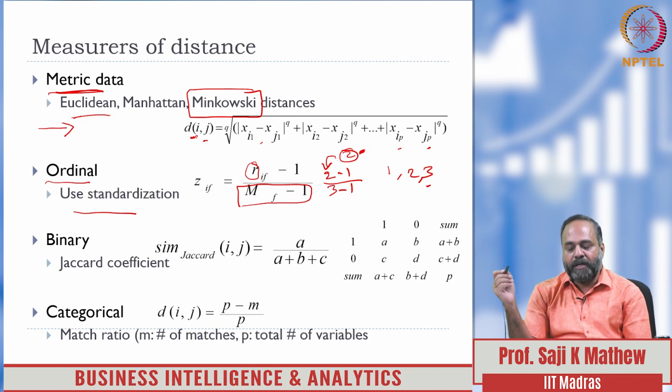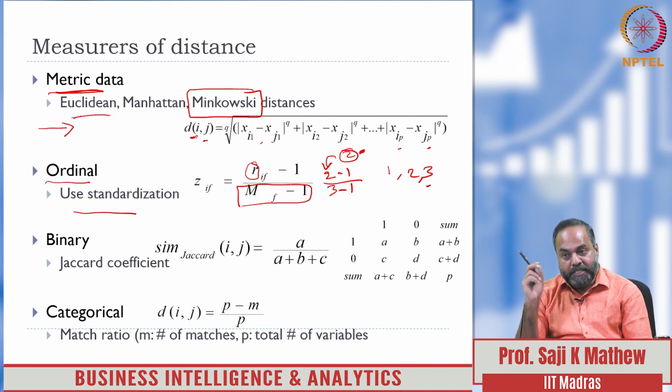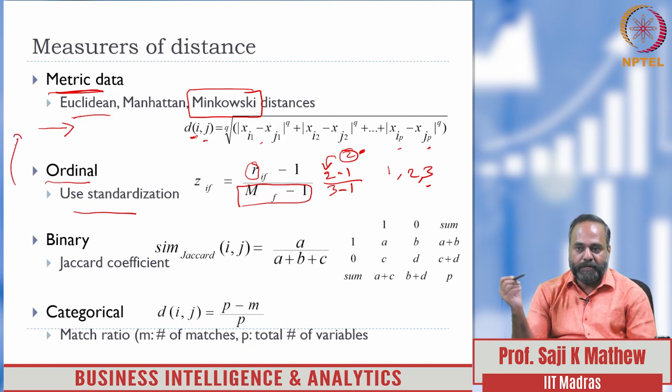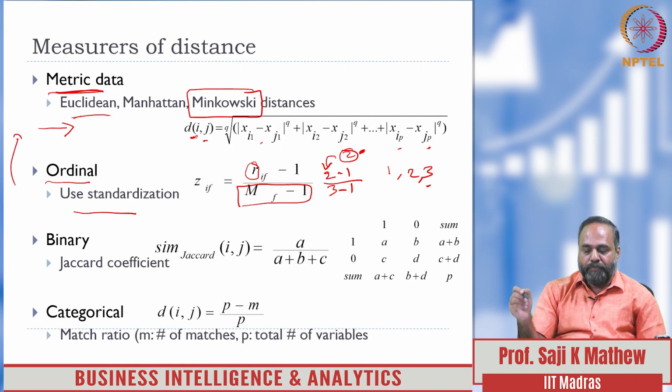If he is in the second rank, and suppose the number of ranks is 3, then it is 2 minus 1 divided by 3 minus 1. That is the value that corresponds to that rank of 2. Then you are actually converting that into metric data. That's the effort here. Okay, this is one approach that is given in literature.